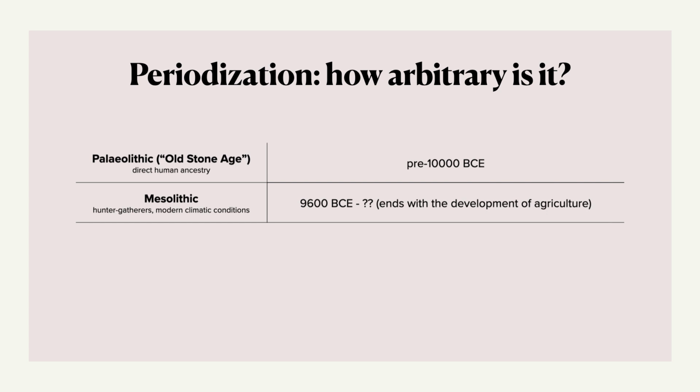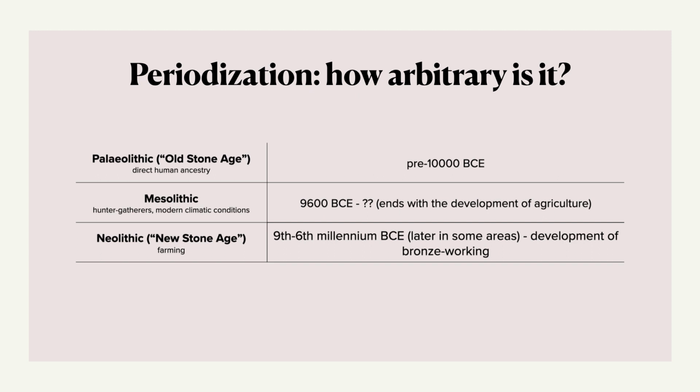So in Southeast Europe, farming begins in around 7,000 BCE. In Central Europe, around 5,500. Northern Europe, about 4,000 BCE. But in the Near East, it's more like 9,000 BCE. So I think you're probably starting to see the problem with this. Now the Neolithic, the New Stone Age, the era of farming, is usually seen to end with bronze working, which is also introduced in different places at different times. So 2,900 or thereabouts in Uruk, 3,000 in the Aegean, 1,800 in Central Europe.